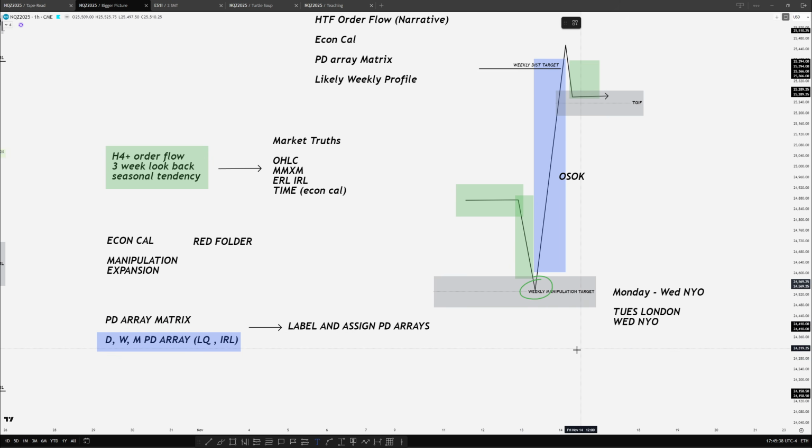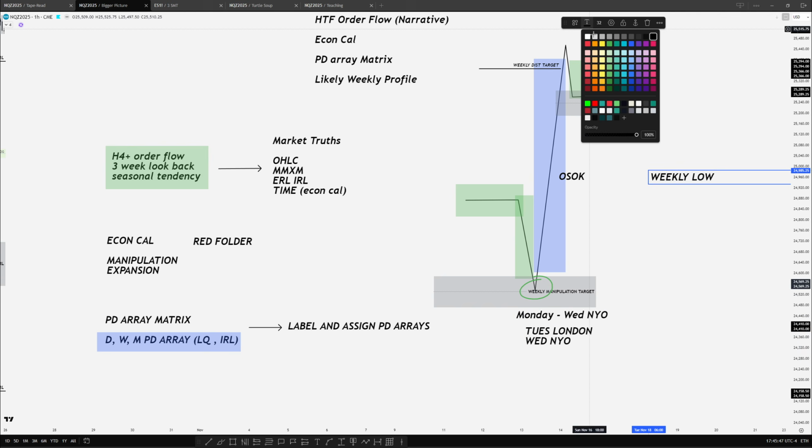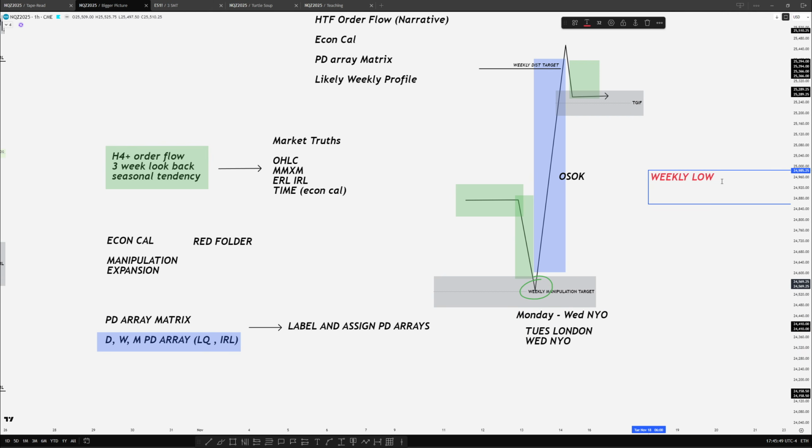So in order to qualify a weekly low, if we're bullish, right, the weekly low for bullish should have, like I said, the H4 PD array plus tagged into, preferably, a daily IRL or daily liquidity pool. You want to see SMT at that low. You want it to be preferably a red folder news driver, right? You also want it to be between, like I said, Monday and Wednesday New York open.